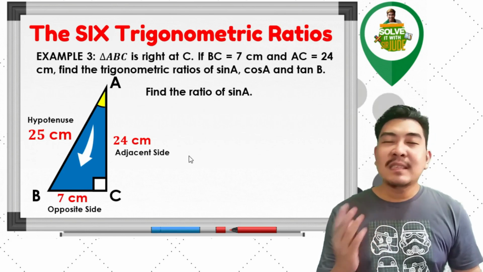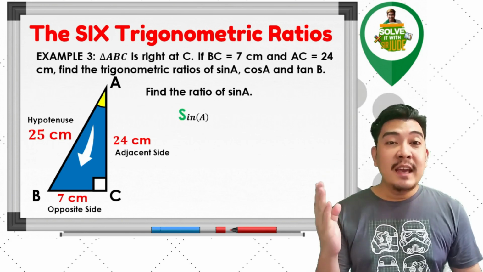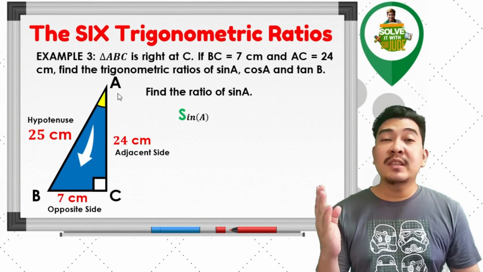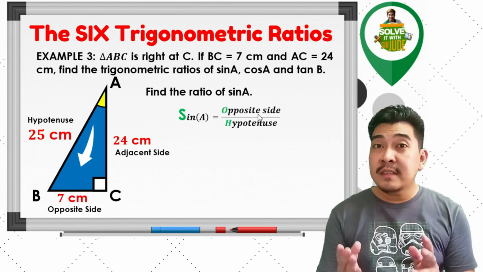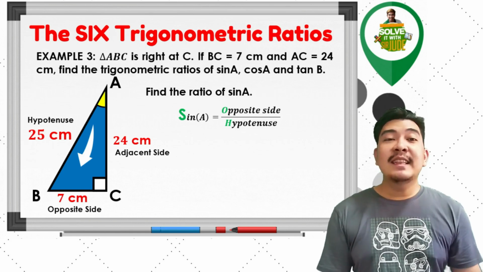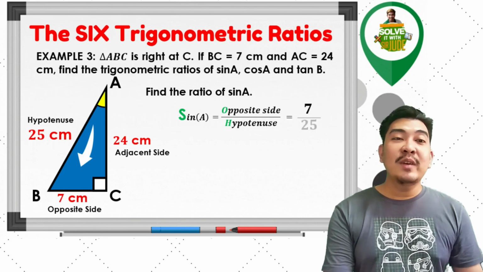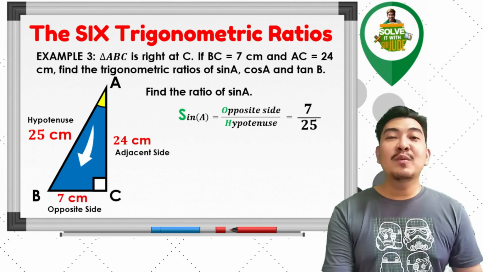So remember that sine stands for SOH. Sine theta, or sine A in this case, where the given angle is A, is equal to the opposite side over the hypotenuse. Opposite side is 7, and the hypotenuse is 25. So therefore, sine A is now equal to 7 over 25.